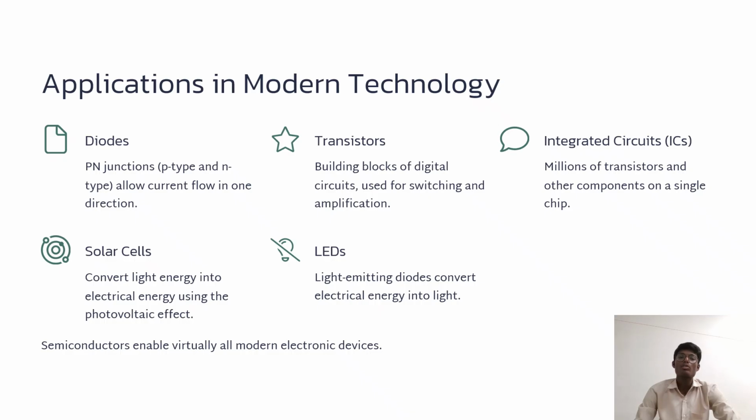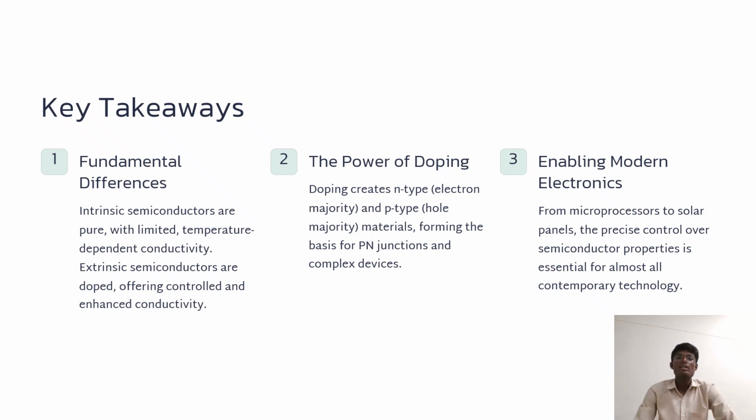Semiconductors make virtually all modern electronic devices possible. This is about the applications in modern technology. The fundamental differences: intrinsic semiconductors are pure, with conductivity that is limited and temperature dependent, and extrinsic semiconductors are doped, with controlled and enhanced conductivity. The power of doping.